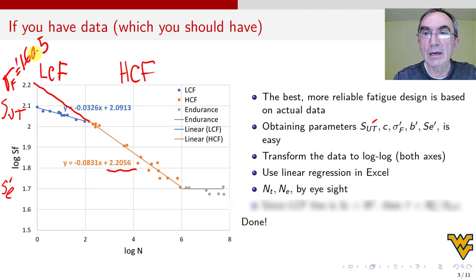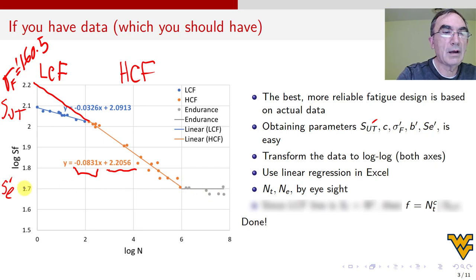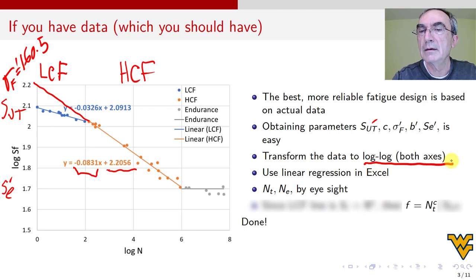All right, so then we have C, we have sigma f prime. We need b prime, that's the slope of the high cycle fatigue life. And Sc prime, what about Sc prime? Oh, Sc prime is there. We got the 1.7, 10 to the 1.7, it will give us 50. So if we have the data, it's a piece of cake. You transform the data to log on both axes, use linear regression, then you get these equations. From the equations, you know everything.